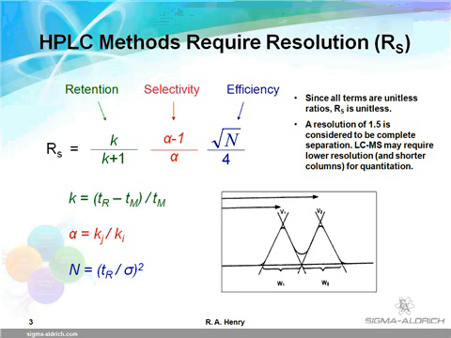Once a column void volume or void time for a given flow rate is known, it will not change. If a solute elutes near or at the void, resolution caused by stationary phase interaction cannot occur.